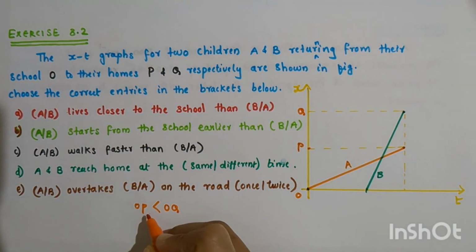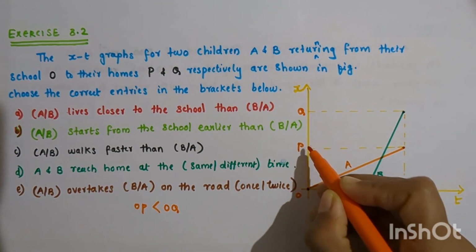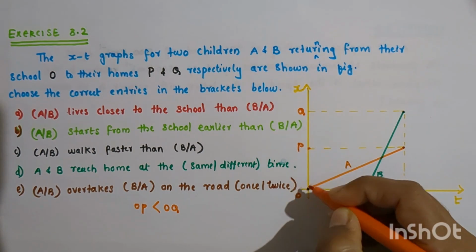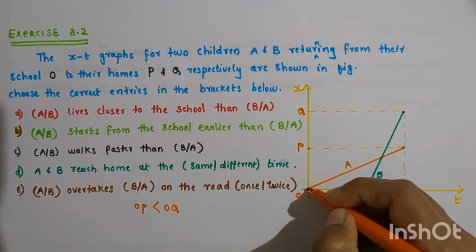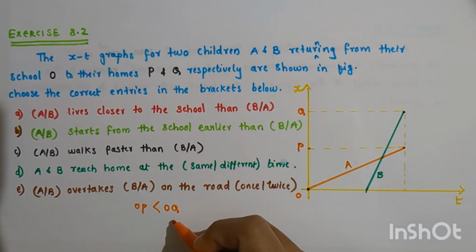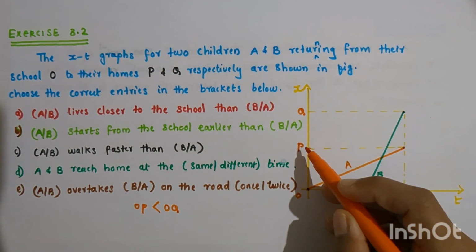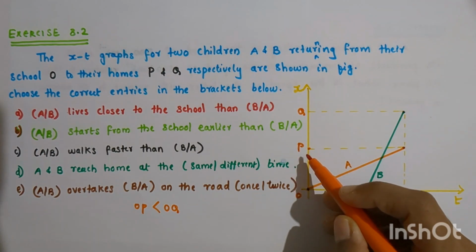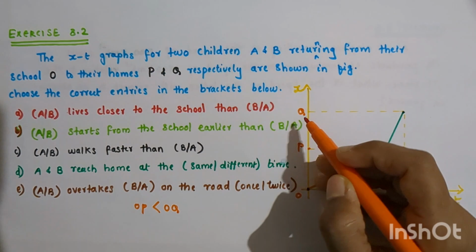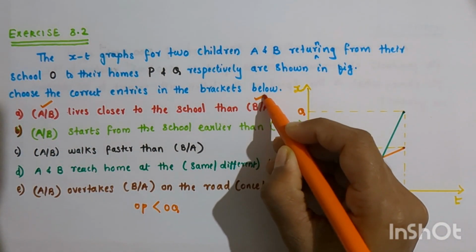That is, OP is less than OQ, and P is the home of A. So the home of A is closer to this point O where the school is located. Since OP is less than OQ, we can say that the distance of the school from A's home is less than that from the home of B. So A lives closer to the school than B.